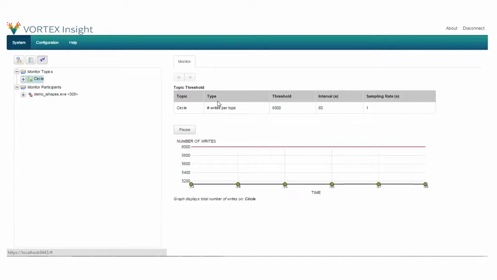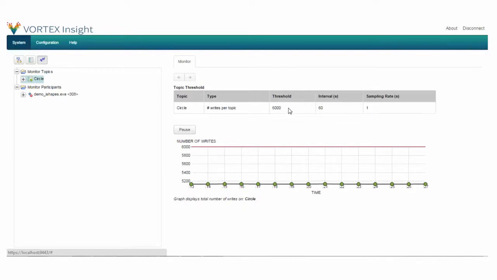Clicking on the topic or participants of interest provides us with information such as threshold settings about the entity, as well as a normalized real-time traffic report graph. The threshold settings comprise of a threshold type, here writes per topic, which basically specify the unit of measure of the threshold value. The threshold interval indicates the window of time over which the threshold value is considered.